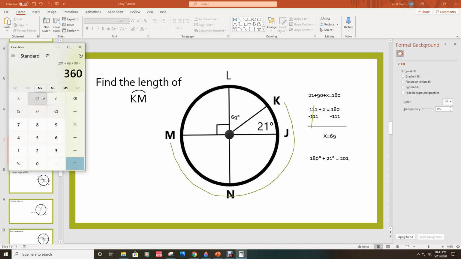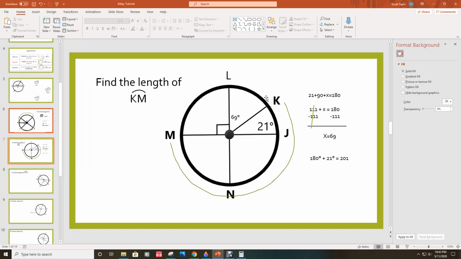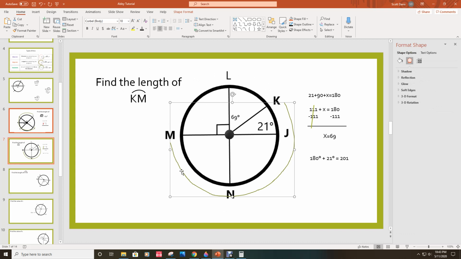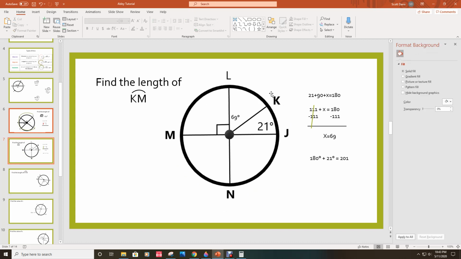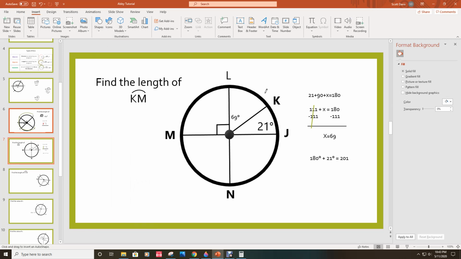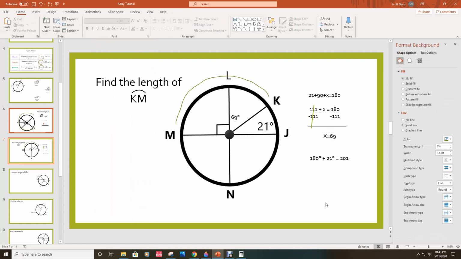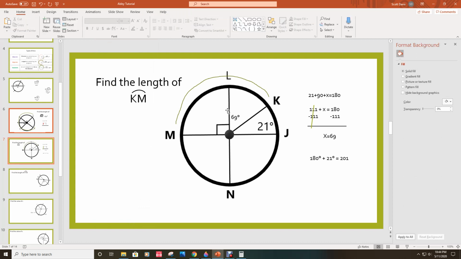However, we could also figure out what K to M is going the other way. So let's get rid of this line here and figure out what the arc length of K to M is this way. We get a pencil. So K to M going this way, let's see what this side of the arc length is. We don't need this 21 here because that is K to J. So for K to M, we need 69 plus 90.